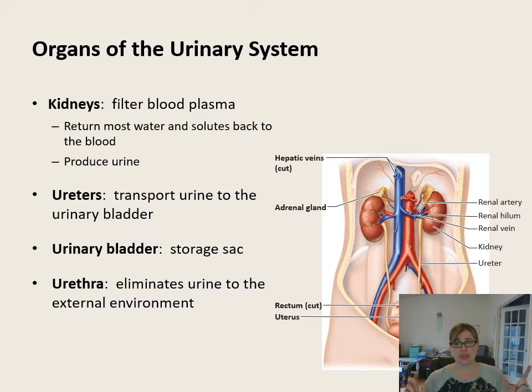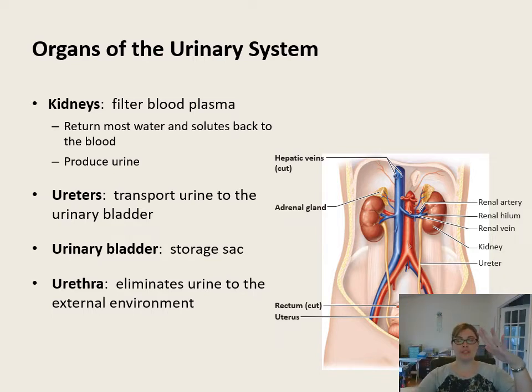The ureters are these little tubes that run straight down to the bladder. And that's what they do. They transport urine. They use peristalsis a little bit to make that happen, which is the same thing that we saw in the digestive system. And then we have the urinary bladder, which is just a storage sac for urine, basically. And then the urethra, which is going to eliminate the urine to wherever you're urinating.